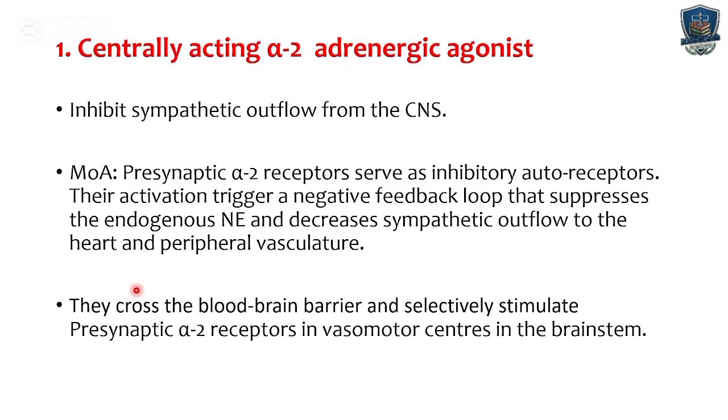So the drugs that do this cross the blood-brain barrier and selectively stimulate presynaptic alpha 2 receptors in the vasomotor centers in the brainstem. So our main aim here is to stimulate the alpha 2 receptors. By stimulating alpha 2 receptors, it means that you are going against the sympathetic nervous outflow, and that's what we want to do. Our major aim is to go against the sympathetic outflow, because when we do that, we will be decreasing the blood pressure. That's our major aim.